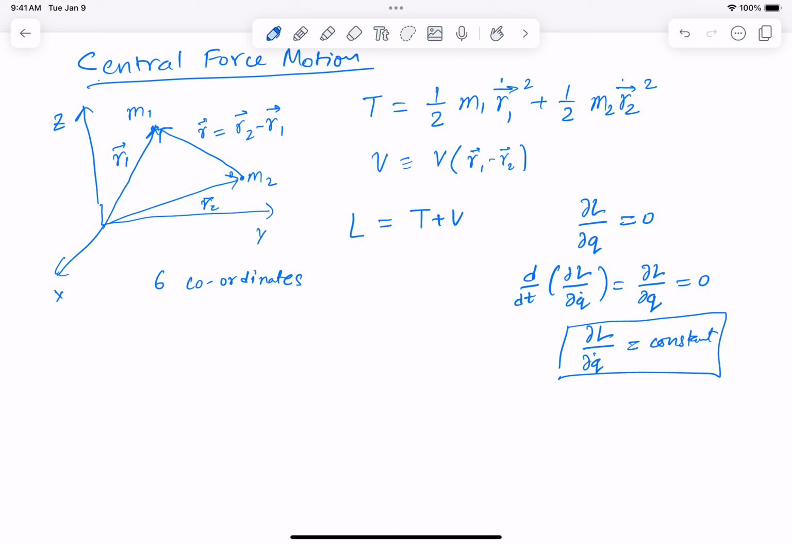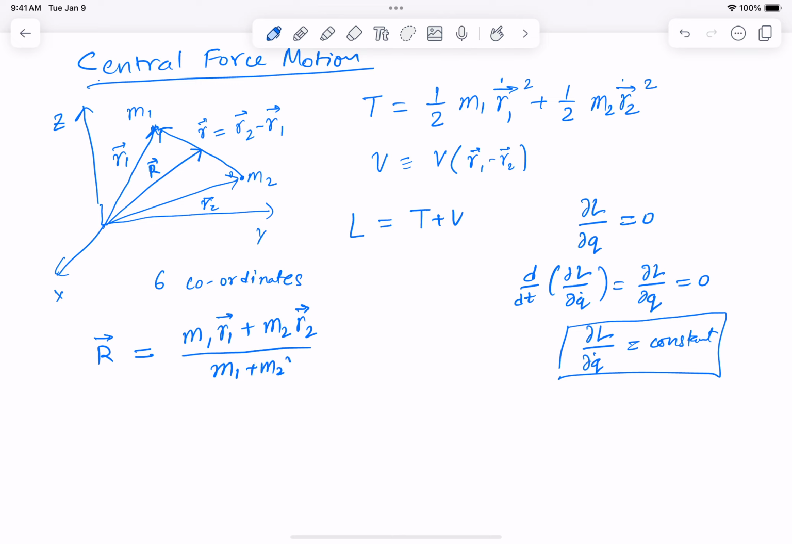And to do that, what we will do is we will take this vector capital R, which is our center of mass. So you might remember that center of mass is defined as m1 r1 plus m2 r2 divided by m1 plus m2. Okay, that is the definition of our center of mass. And we also know that this position vector that connects the two objects is r equals r2 minus r1.